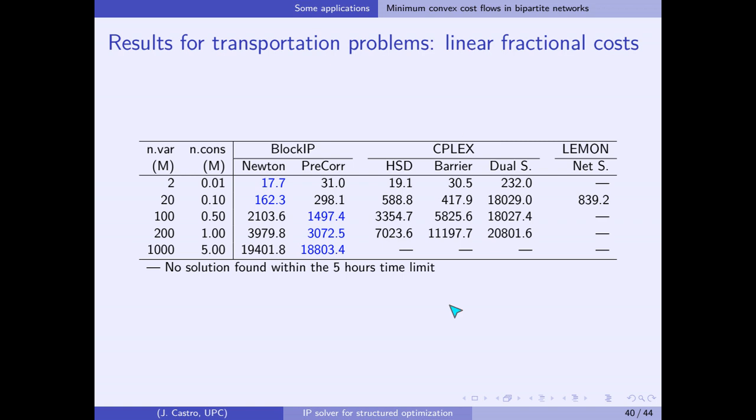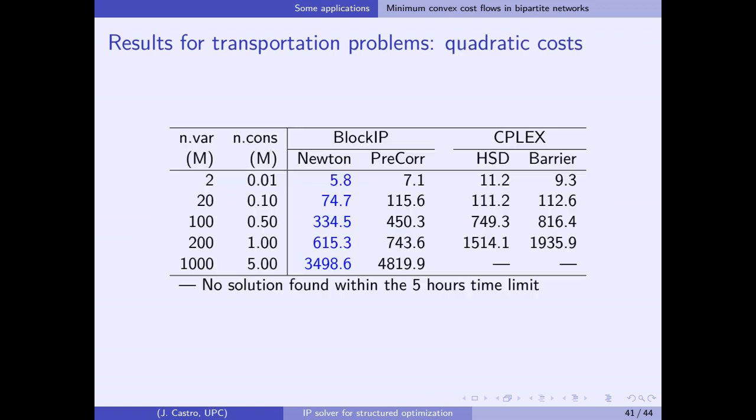These are for linear problems. When we go to quadratic problems, the only option to compare is an interior point method, or simplex. And you can see for an instance of the same dimension, 1 billion variables, 5 million constraints, simplex could not provide a solution in 5 hours, and we were able to solve it in less than 1 hour. So that's a new approach for the solution of network optimization problems. It uses specialized interior point methods for the solution of transportation problems.